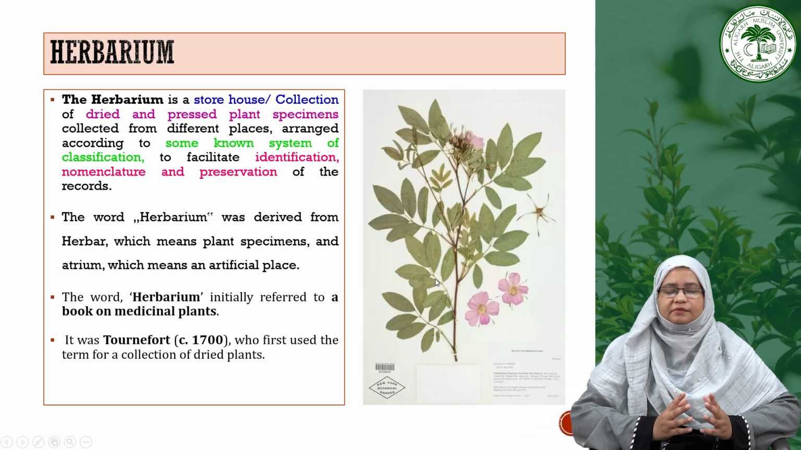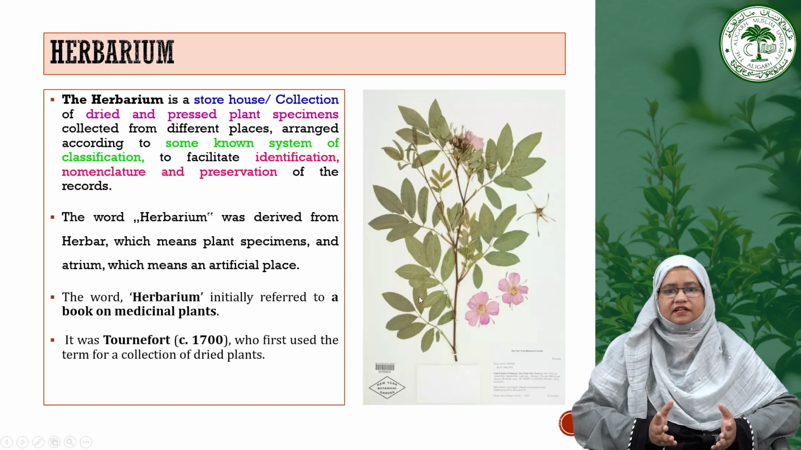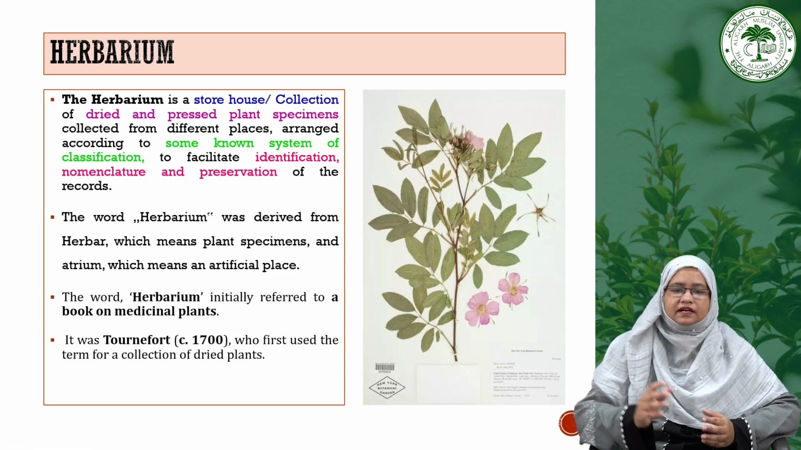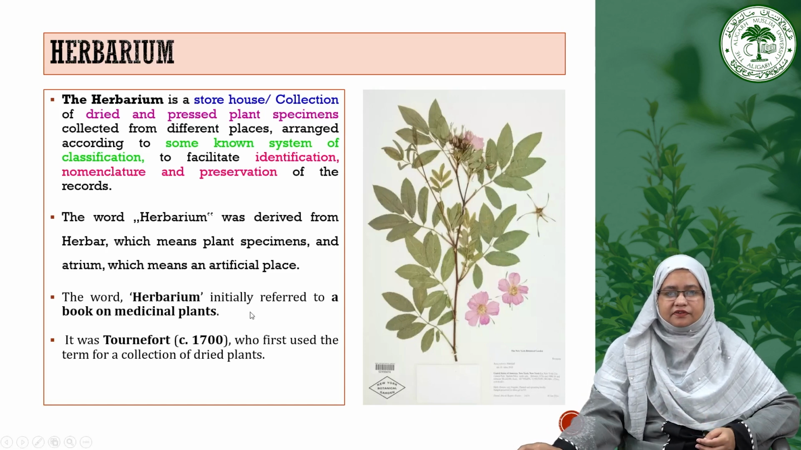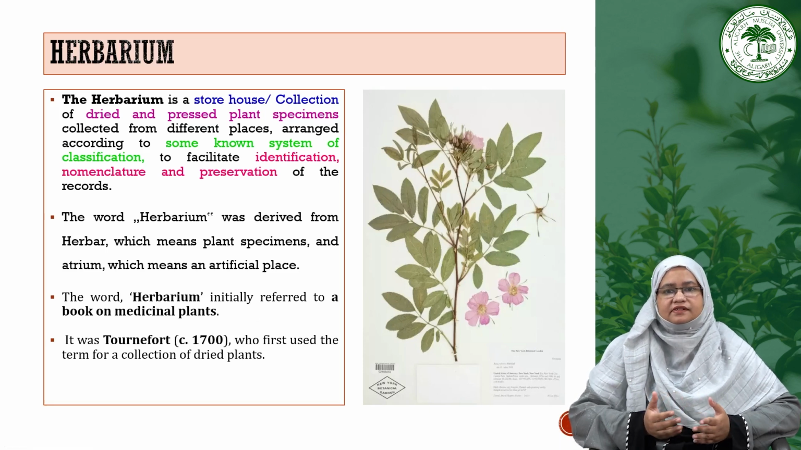The word herbarium is derived from herba, which means plant specimens, and arium, which means a place. So it clearly defines that the herbarium is the dried remains of plant specimens which are pasted on herbarium sheets and artificially preserved in storehouses. The word herbarium initially referred to a book of medicinal plants, because initially the medicinal plants were dried and then preserved in the form of a book in a sheet structure.